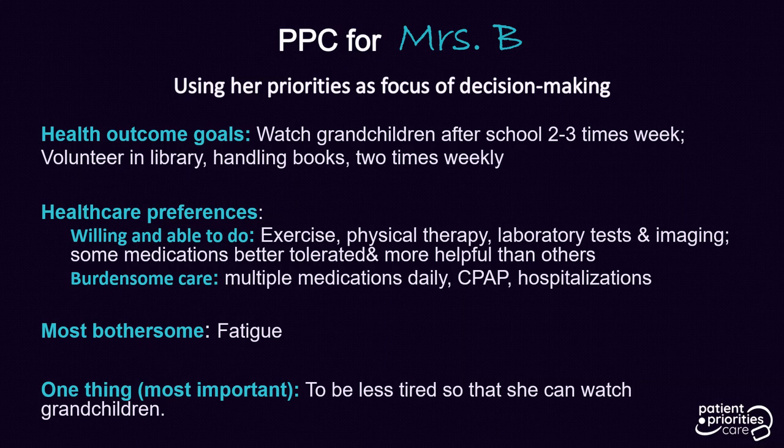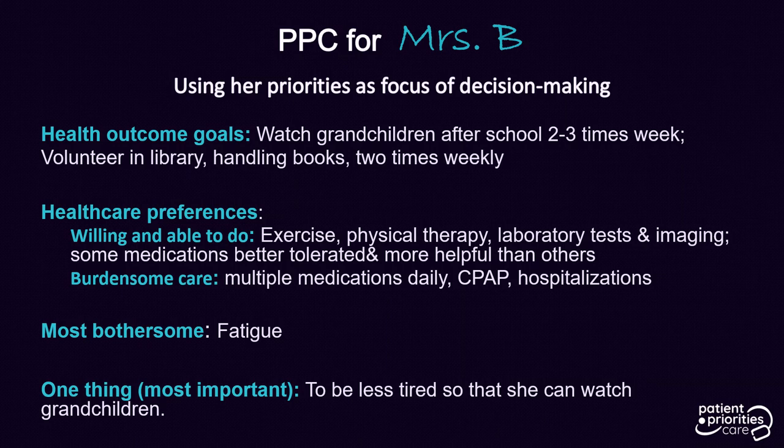You can begin to see how these health outcome goals can inform your medical thinking and decisions. The interplay among a number of her chronic conditions are likely affecting her ability to achieve these goals. To be active with her grandchildren 2 to 3 times a week, she needs several hours without getting short of breath or fatigued. To work in the library, she needs to be able to hold books without having pain and have enough endurance to walk around and reshelf the books.